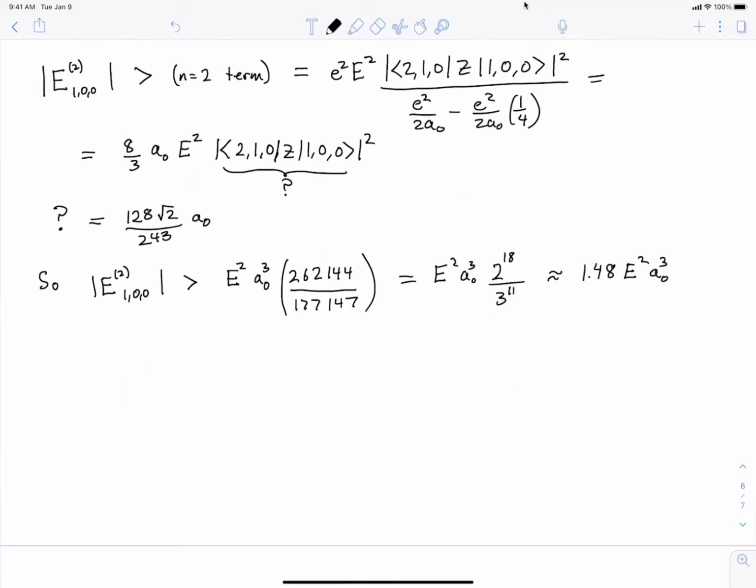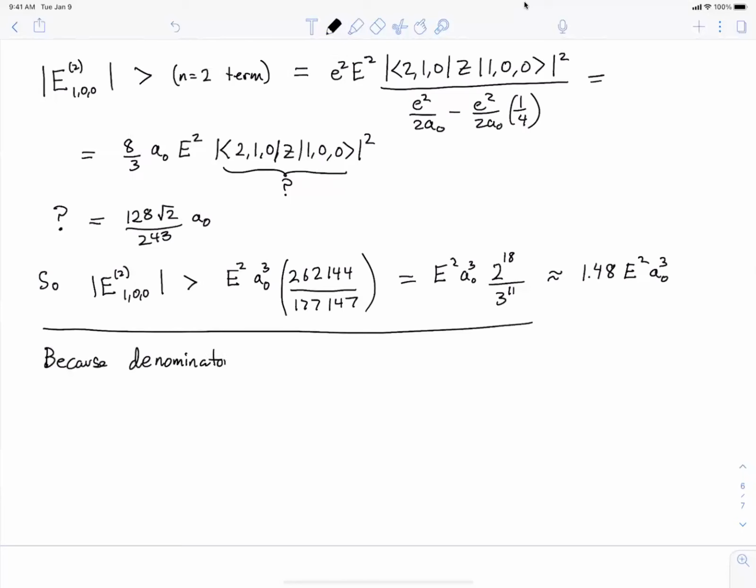Okay, and we can also show that it has to be less than a certain amount because the denominators are positive, but they're getting smaller as you go to larger n. So this is sort of another thought here. Because the denominators, e squared over 2a0, that's the ground state energy in absolute value, plus an unperturbed energy, that's always greater than e squared over 2a0 times 1 minus 1/4. That's what we actually put in for the n equals 2.